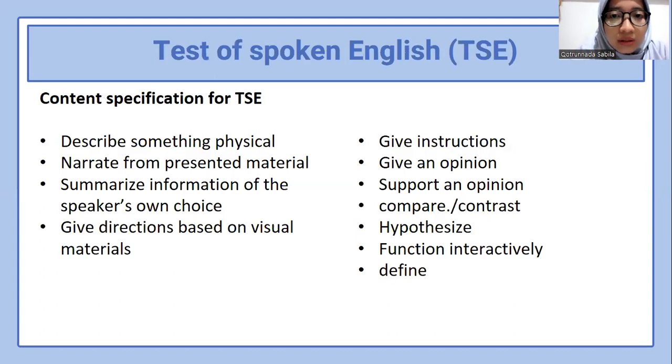Okay, so next we moved into the Test of Spoken English or TSE. This is a summary of information about the Test of Spoken English.